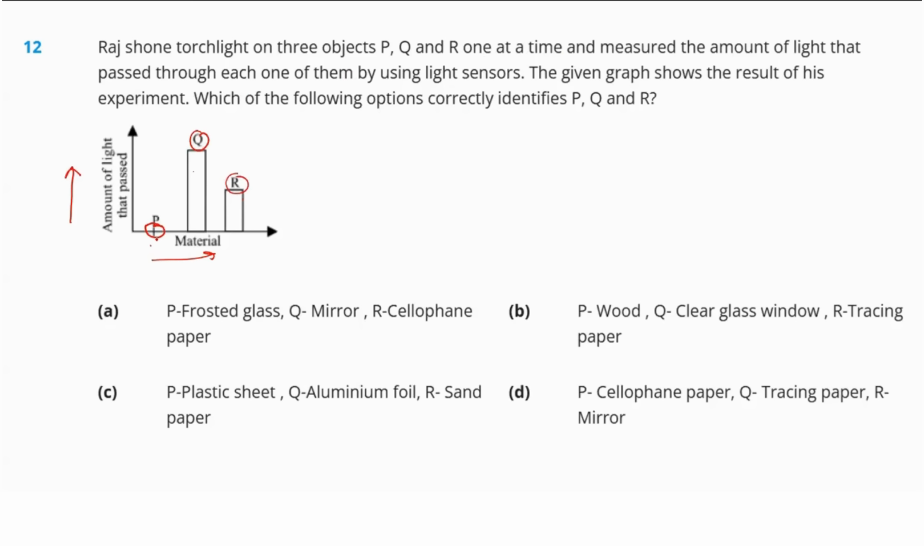So which object will not pass the light at all? The opaque object. So P is something opaque, right? Then Q has allowed a lot of light to pass. It would be a transparent one. Or it would be a translucent one, right? So our correct answer would be option number B here.